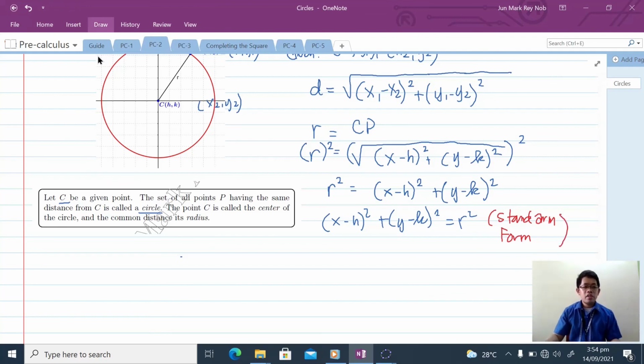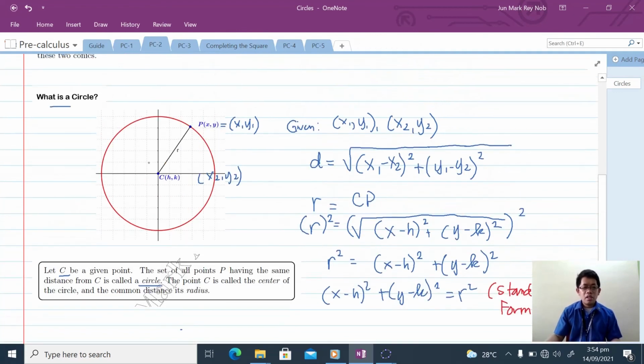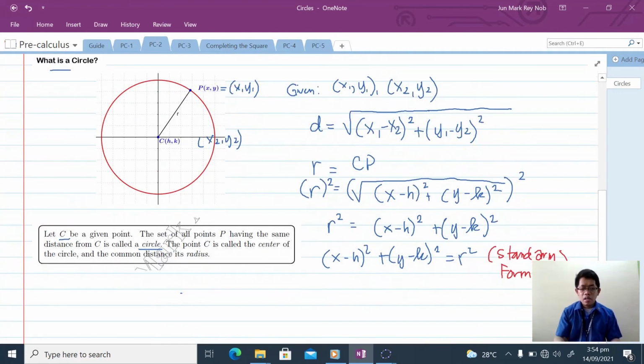Where of course the center, through our presentation right here, is at H, K. I'm just going to denote it with C. This is our center. And when we say r, we're simply dealing with the radius. Alright, so that's it, class.